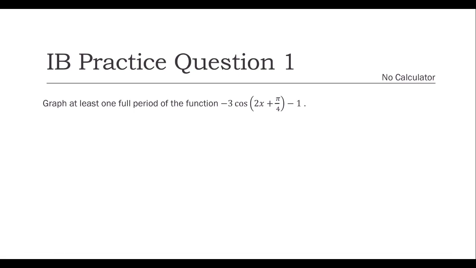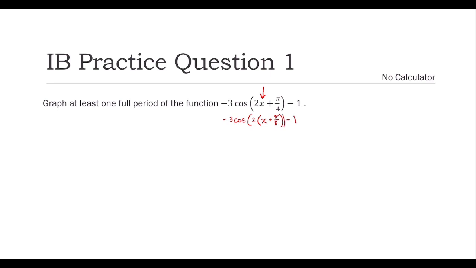So here we have our first IB practice question. It says, graph at least one full period of the function -3 cosine of (2x + pi over 4) - 1. So the first thing we'd want to do is factor out whatever is in front of our x. So this would become -3 cosine of 2 times (x + pi over 8) - 1.